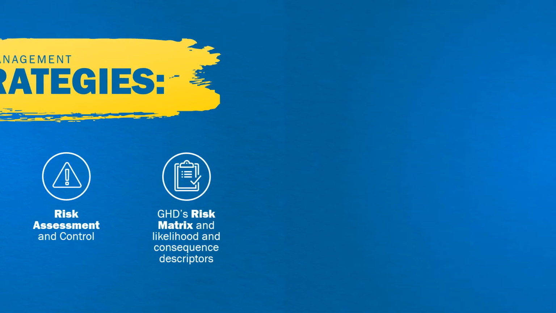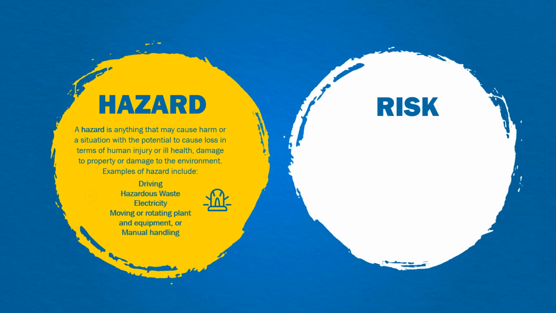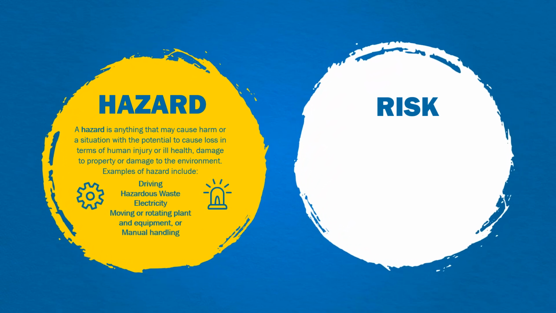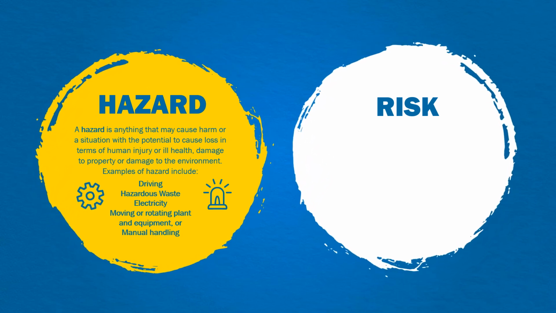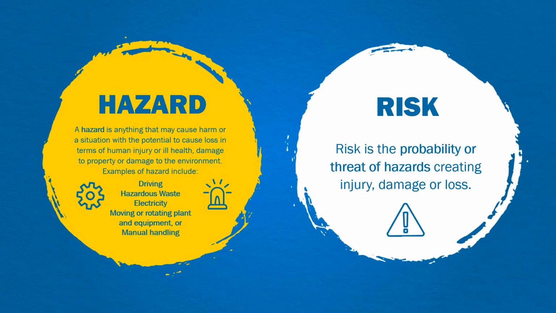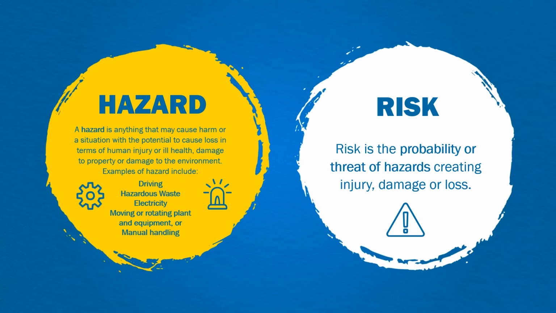Two key terms that are foundation to HSE risk management are hazard and risk. A hazard is anything that may cause harm or a situation with the potential to cause loss in terms of human injury or ill health, damage to property, or damage to the environment. Risk is determined by the nature of the potential consequences of an event and the likelihood of it occurring.